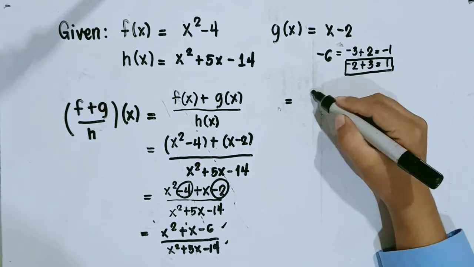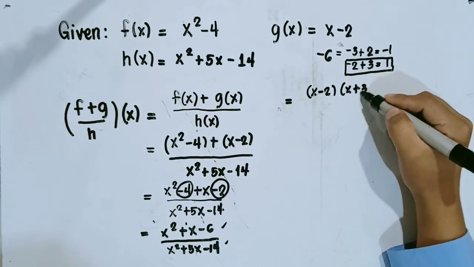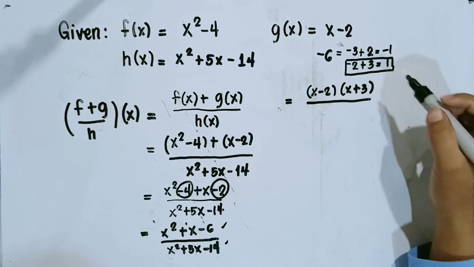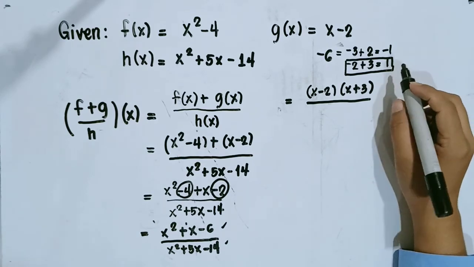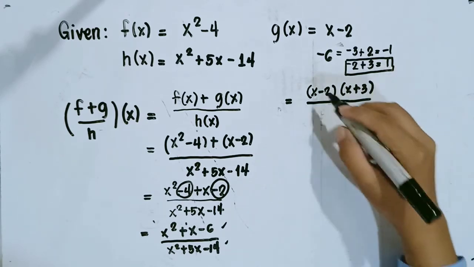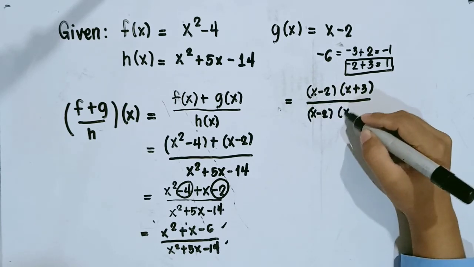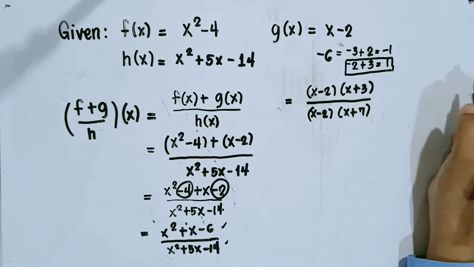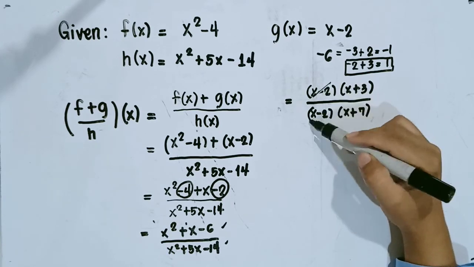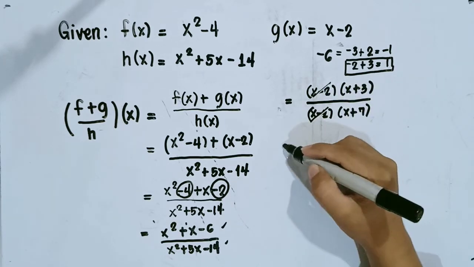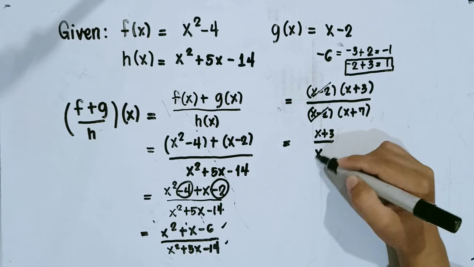So we will have these factors of x squared plus x minus 6. So we have x minus 2 and x plus 3. Next is the factors of x squared plus 5x minus 14. So in our discussion, the factors of x squared plus 5x minus 14 is, we have x minus 2 and x plus 7. So check if there are expressions that are cancelable. So we have x minus 2, cancel, cancel, that will become 1. So the remaining expressions are x plus 3 and x plus 7.